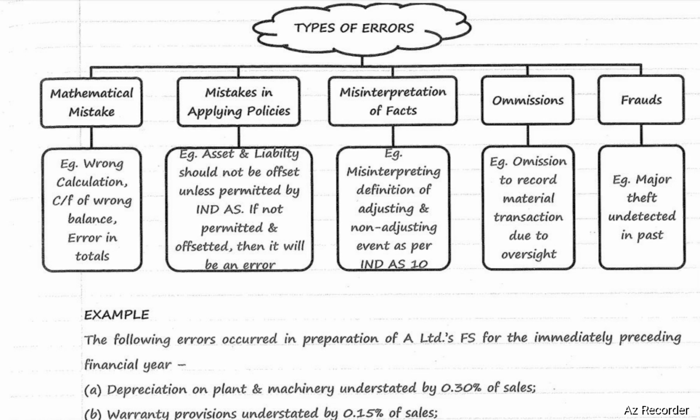Third, misrepresentation of facts. Example, misinterpreting the definition of adjusting and non-adjusting event as per Ind AS 10. Omissions. Omission to record a material transaction due to oversight. Frauds. That means, for example, a major theft undetected in the past.